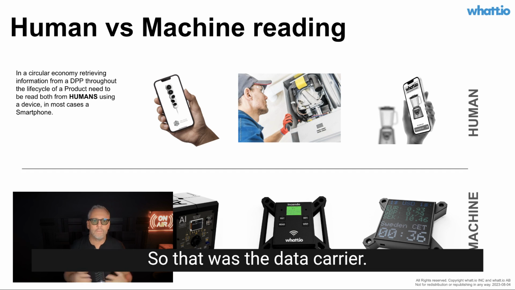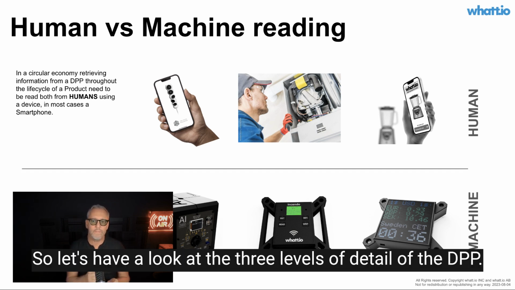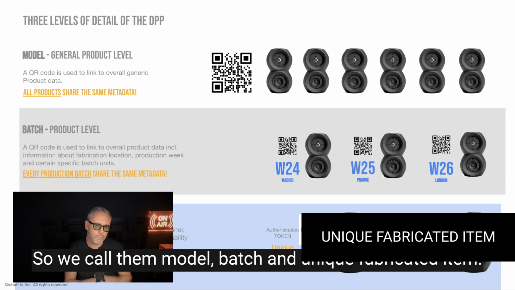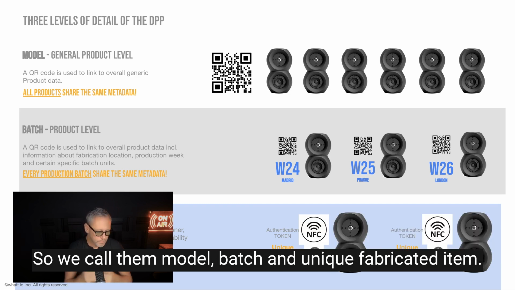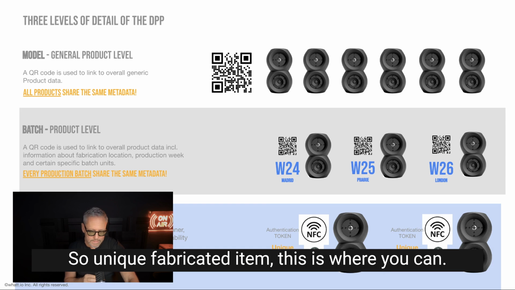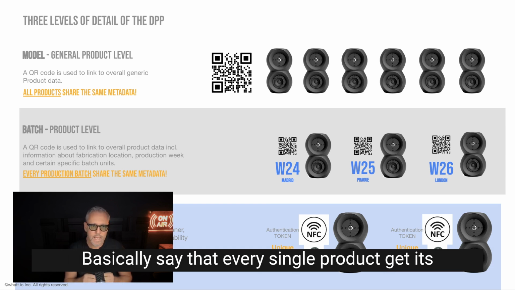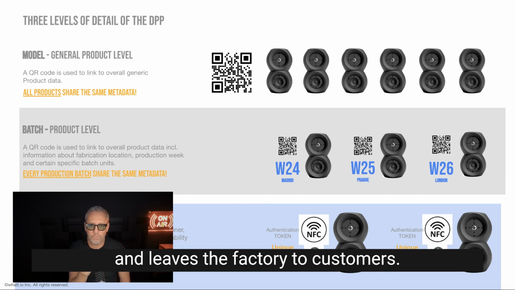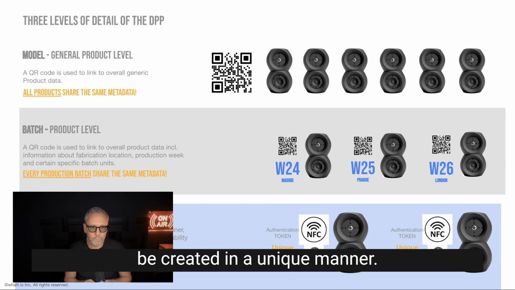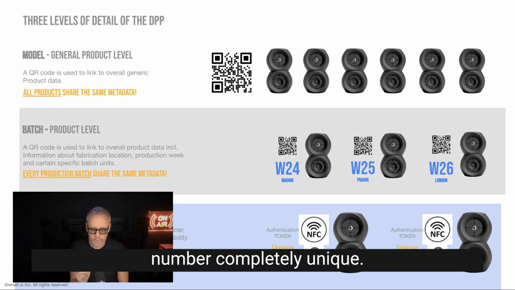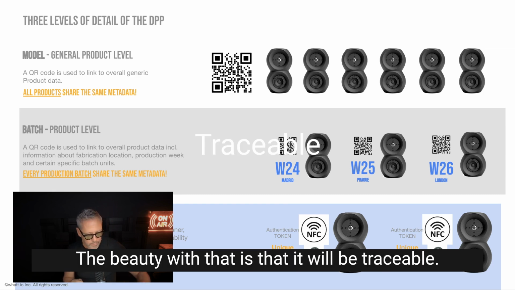So let's have a look at the three levels of detail of the DPP. We call them model, batch, and unique fabricated item. And let's start from the bottom, actually. So unique fabricated item, this is where you can basically say that every single product gets its absolute unique identity when it's manufactured and leaves the factory to customers. Every product is made and will be created in a unique manner. So it's almost like a social security number, completely unique. The beauty with that is that it will be traceable.